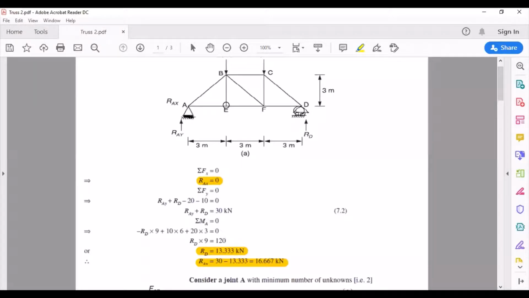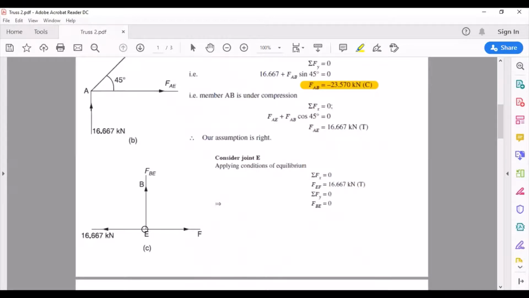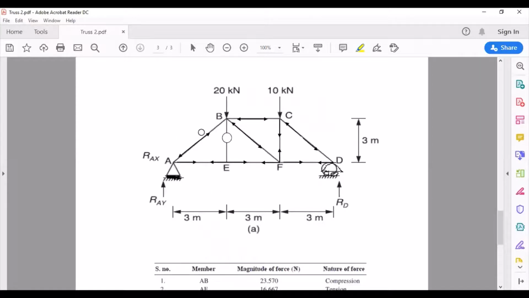If I take joint E, EA I have calculated. Only EB and EF are unknown. So I'll take joint E. Now see, for AE, from joint A, it was moving away from A. If you look at the final diagram, it will be like this. At joint A, this AE was moving away, so from E also the arrow will be moving away.